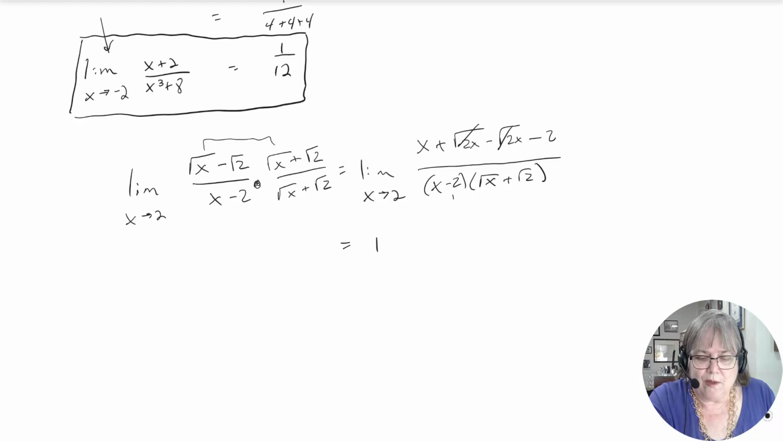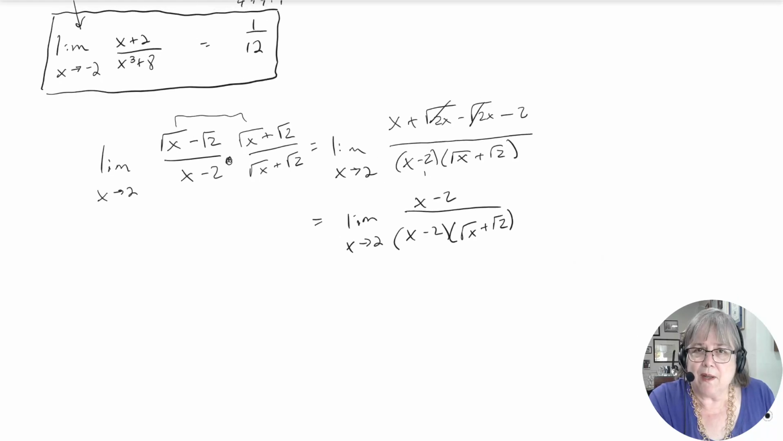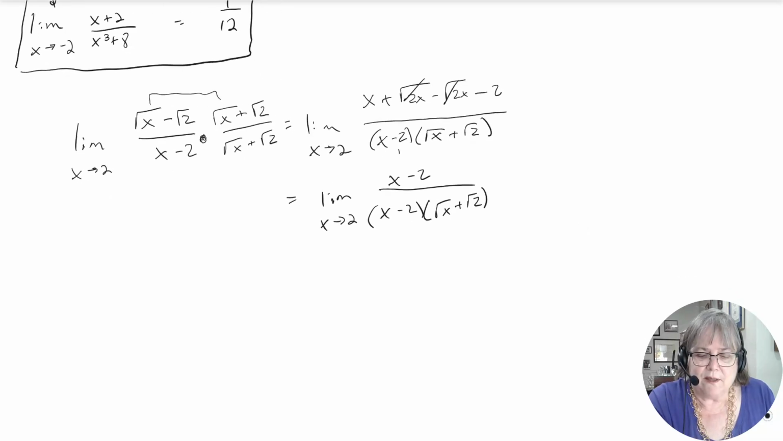And if you look at the numerator after you have negated those square root of 2x factors, you have x minus 2 over x minus 2 times square root of x plus square root of 2. And since I didn't multiply it out and kind of muddy the waters, it's clear to see that these reduce or cancel out. And you'd have 1 over the square root of x plus the square root of 2. You have to keep saying that limit bit until you actually substitute in that 2.